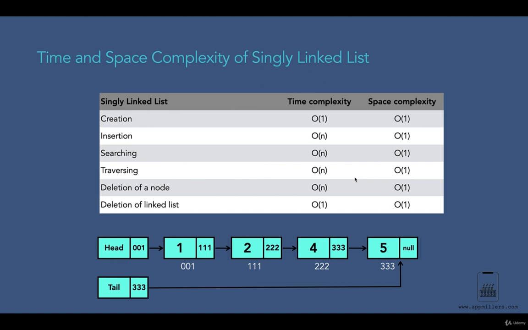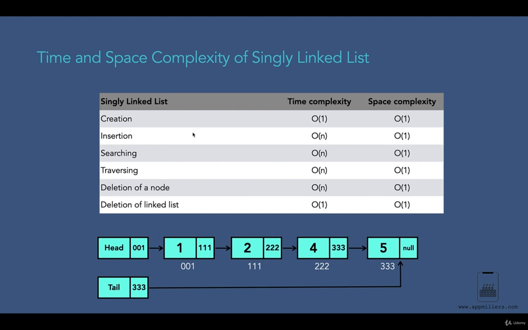Now the next operation is traversing. Now it's obvious that when we are traversing through a single linked list, we have to visit all nodes of single linked list and print out their values to the console. So this means that if the number of elements in single linked list is n, we have to traverse all elements of the single linked list, so the time complexity will be O(n). Now the space complexity in this case is also O(1) because here also additional memory is not required to perform this operation, because we are just visiting the nodes and printing out their values to the console.